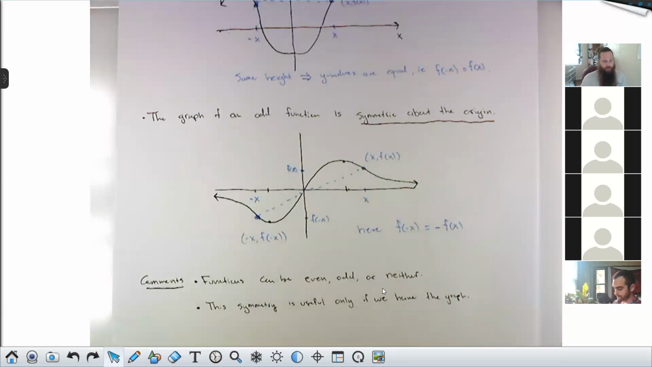So we'd really like to resolve that second comment. It would be nice if there was a way to say whether a function is even or odd without having the graph. In fact, knowing whether a function is even or odd is one of those things that can make graphing them easier.